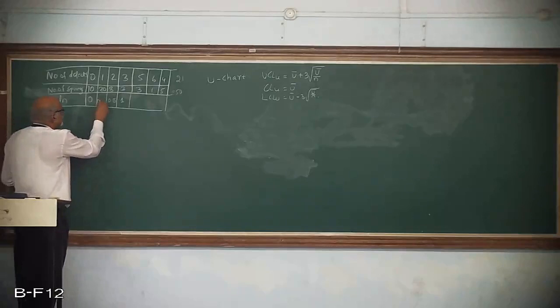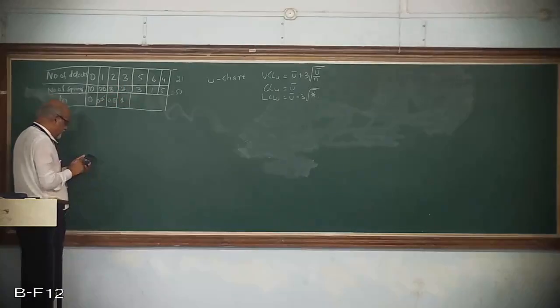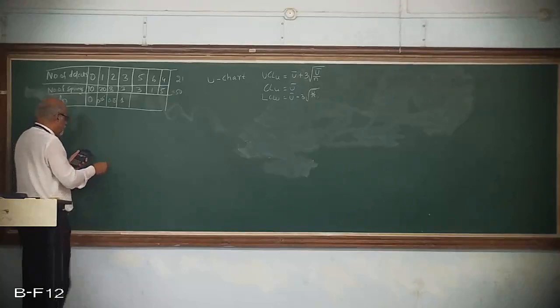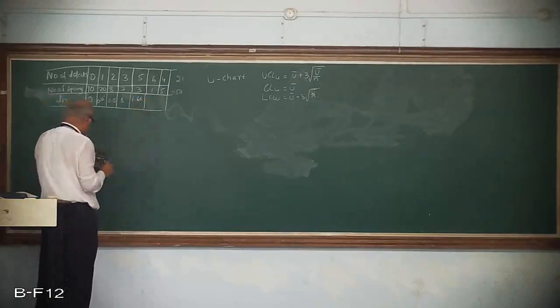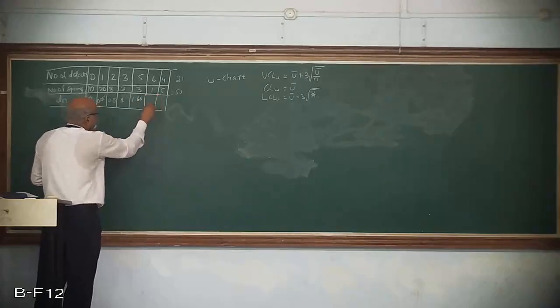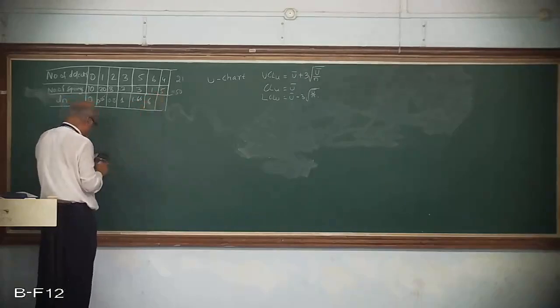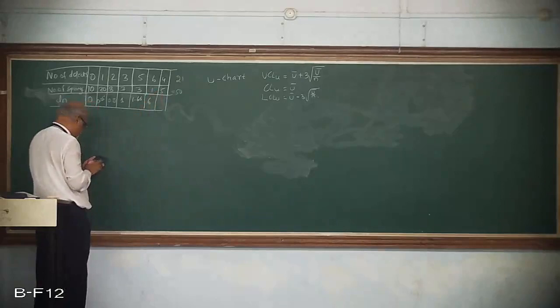This is 0.05, this is 0.25, 3 by 3 it is 1, then this is 5 by 3, 1.66, this is 6 by 1, 6, this is 4 by 5, 0.8.